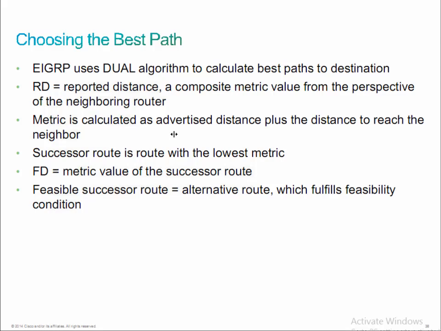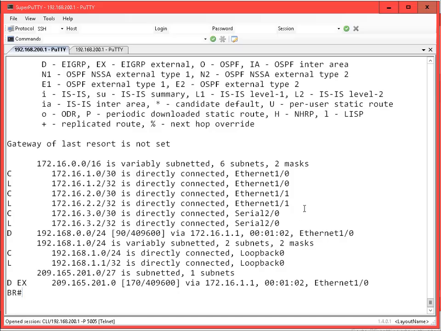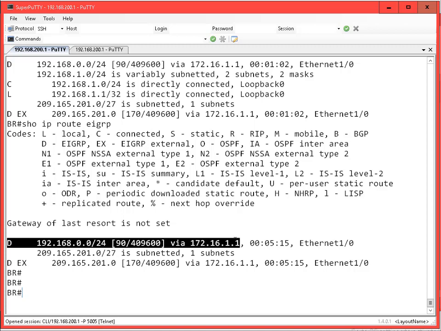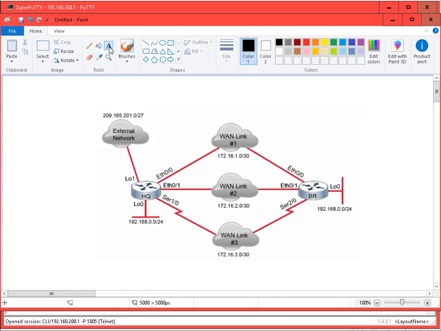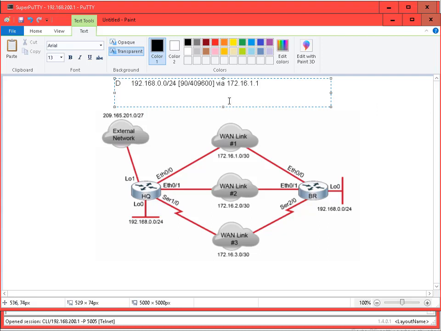All right, so let's do a little evaluation on how these paths are being managed and how we're routing between the destinations. The very first thing I'm going to do is go into my branch router and see what route I'm using. So, show ip route eigrp. In this case, this is the path I have chosen to reach that particular destination. I'm going to take that path and put it into my diagram here. That is the route I've actually chosen to use.